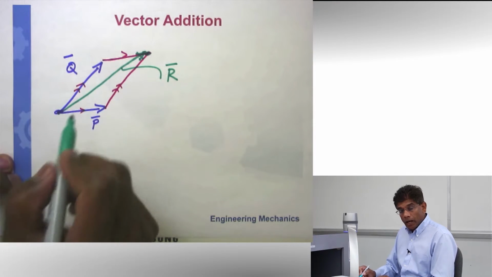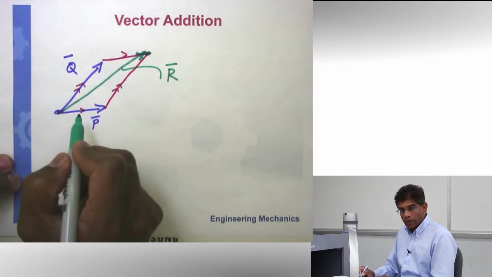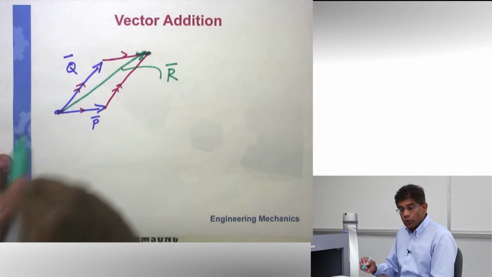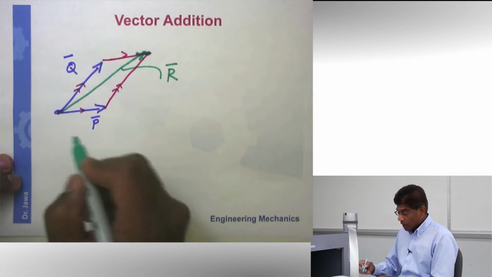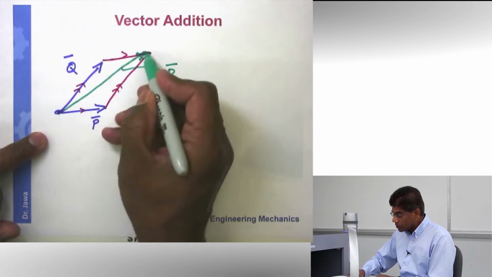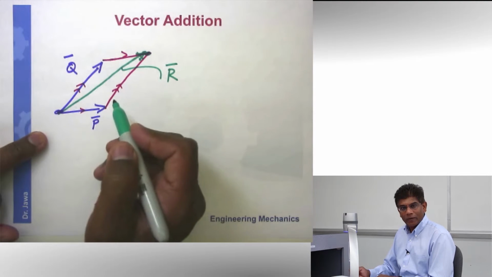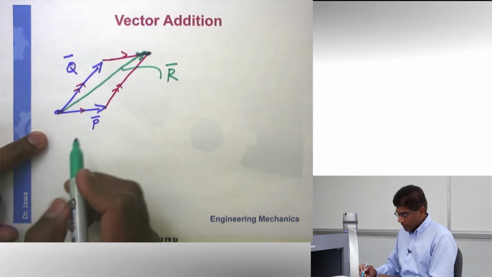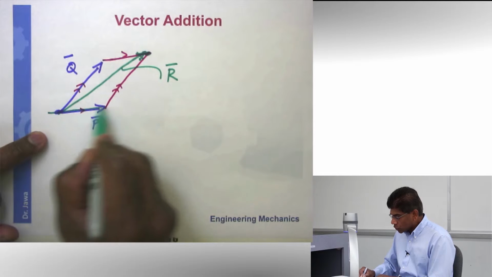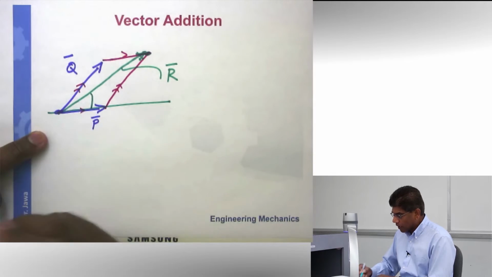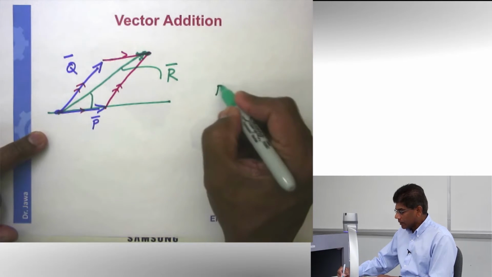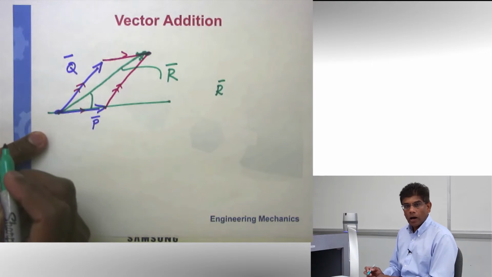And remember, in order to solve vector problems like this, you must draw them to scale. Once you have drawn to scale, you can measure the length of this vector and multiply by your scaling value, and that would be the magnitude. In order to get the direction, assuming this is your horizontal line, you can measure this angle, and the resultant vector is R.